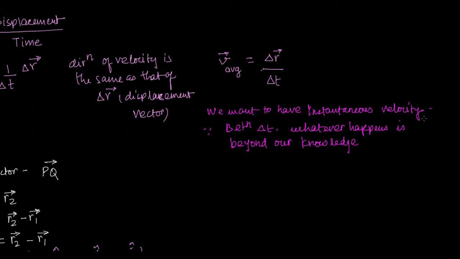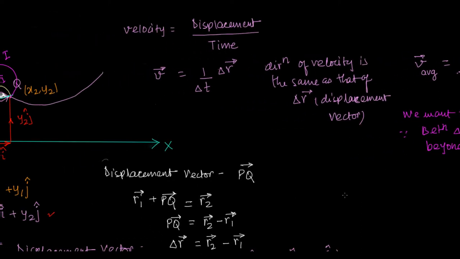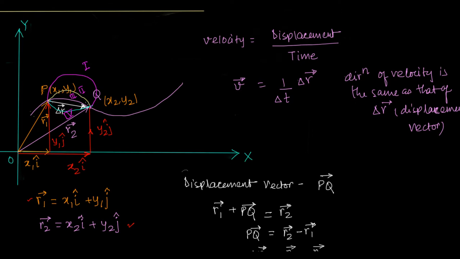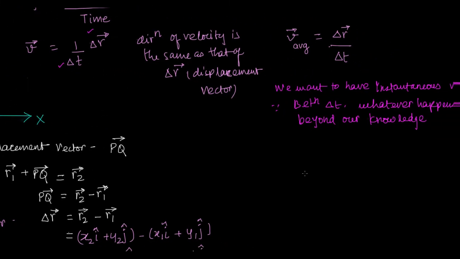Now, how do we get the instantaneous velocity? Because for there to be a displacement, there has to be two points. Understand? We are not in a position to collapse the time interval to zero. Why? Because computation of velocity actually requires a displacement vector and it requires a time interval. Correct? And if we do not have that, we'll not be able to compute the velocity. So we come to the conclusion that we do need to have a time interval.